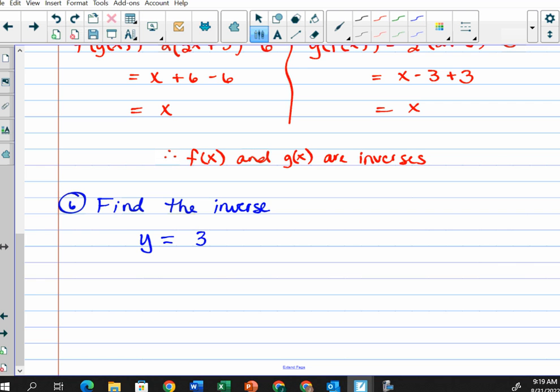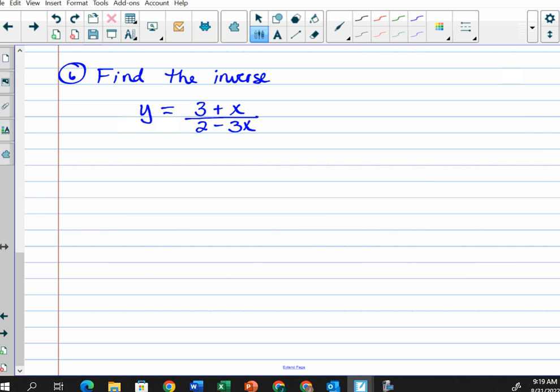y equals 3 plus x. That is absolutely right for finding the inverse, not for proving inverses. It's all in the wording, guys. All right, guys, if we are finding the inverse, step 1, switch the x and y.